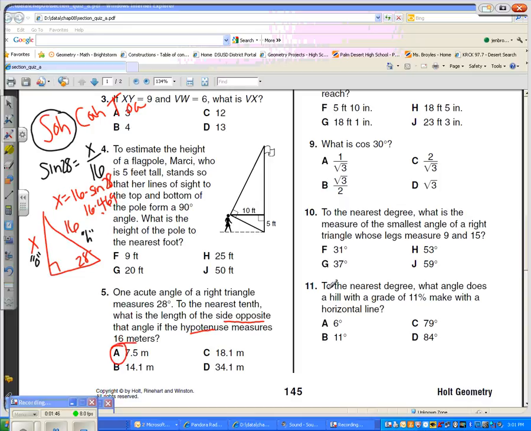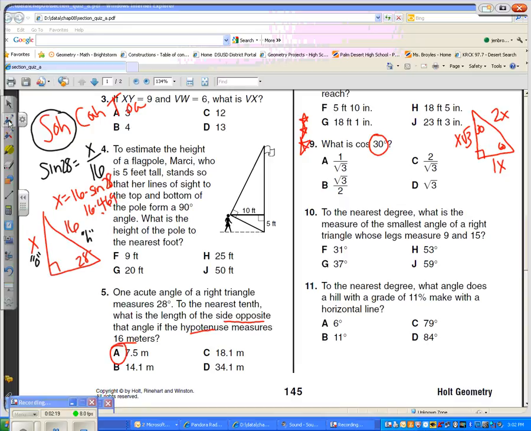I'm going to do 9, 10, and 11 before I have to move it up. So 9, what is cosine 30 degrees? Whenever you see a 30, a 60, or a 45, you know that that's a special right triangle. So 30, 60, 90 triangle is what we're going to draw. And you have to remember, I promise you I will put one question like this on your test. You have to remember that the side across from the 30 is always the 1x. The side across from the 90 degrees is always a 2x, and the side across from the 60 is always x radical 3.